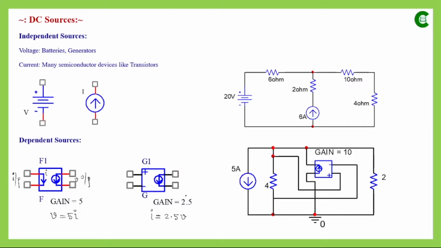Now there is another type of dependent source, which is the current dependent current source. As is clear, the output current will be dependent on the current value that flows through some other element in the same network.